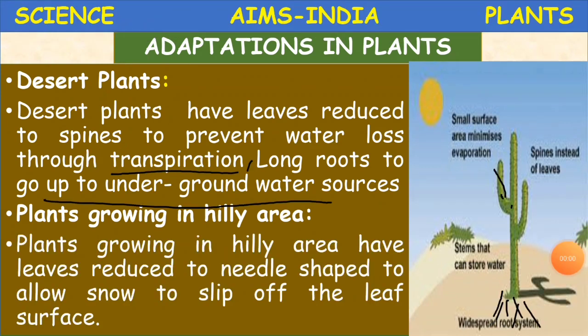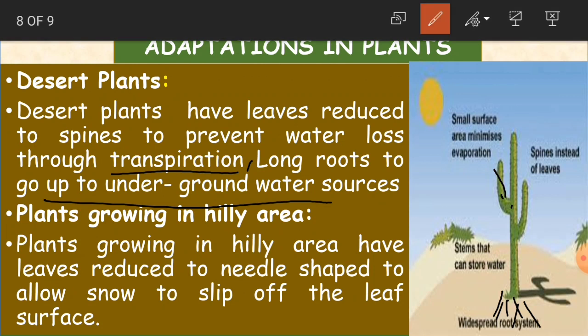So plants growing in hilly areas. How are they, children? Plants growing in hilly areas have leaves reduced to needle shape to allow snow to slip off the leaf surface. So what happens? Plants which are growing in hilly areas, how are their leaves? Their leaves are reduced to needle shape. Needle shape in the sense it's very sharp and thin. And why is it there?